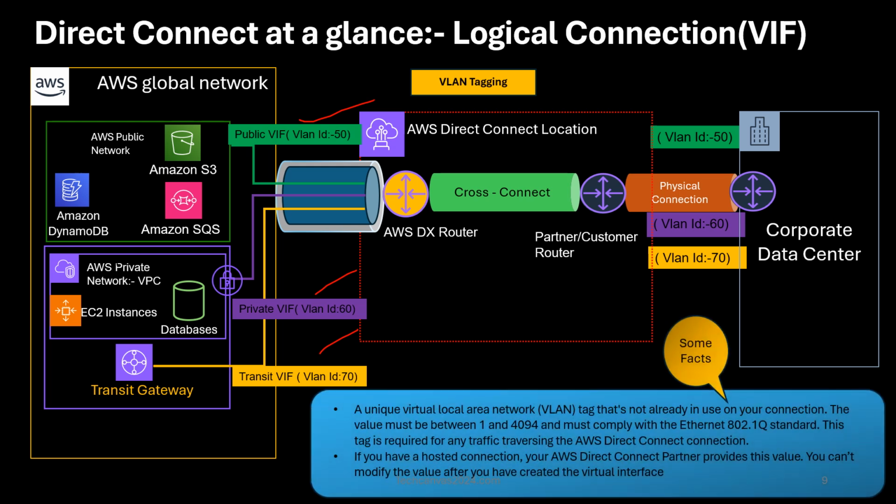A unique VLAN tag that's not already in use on your connection. The value must be between 1 and 4094, and must comply with the Ethernet 802.1q standard. This tag is required for any traffic traversing the AWS Direct Connect connection. If you have a hosted connection, your AWS Direct Connect partner provides this value. You cannot modify the value after you have created the virtual interface. So those are the key information when you set up the VLAN tagging.